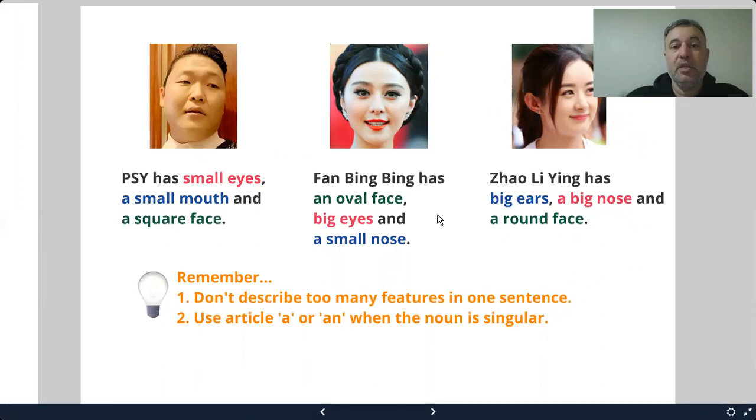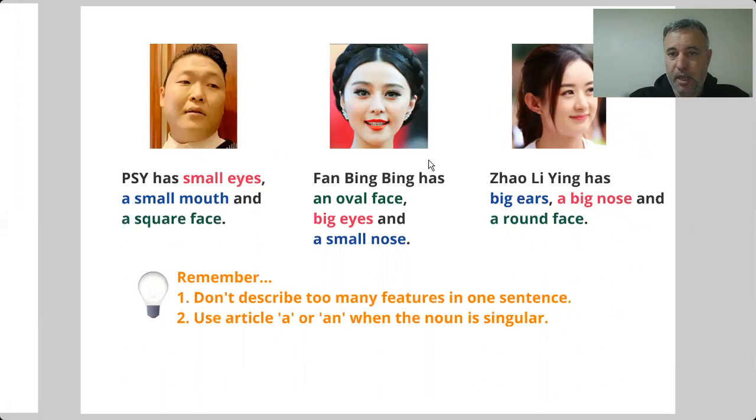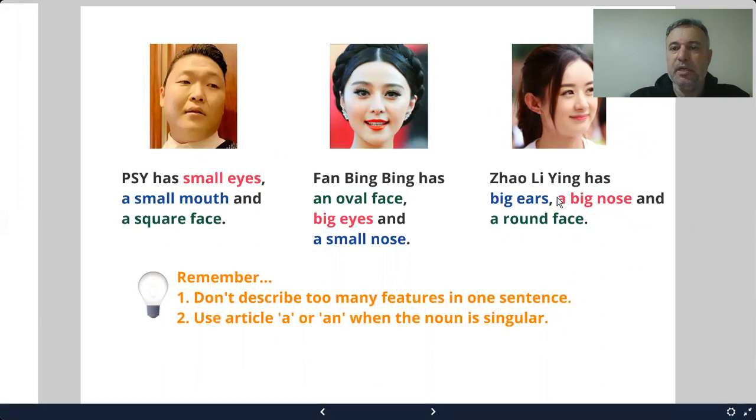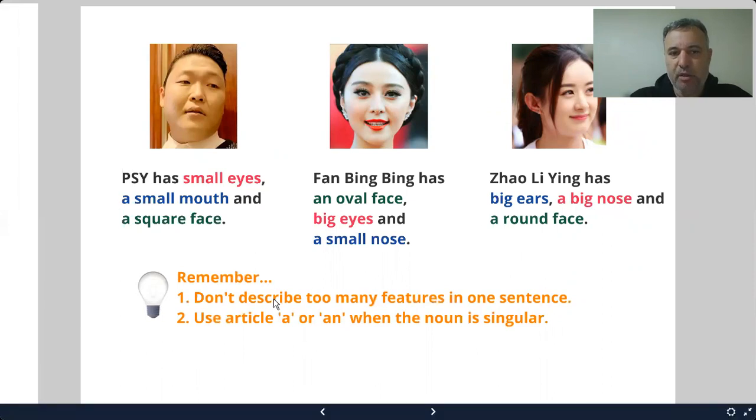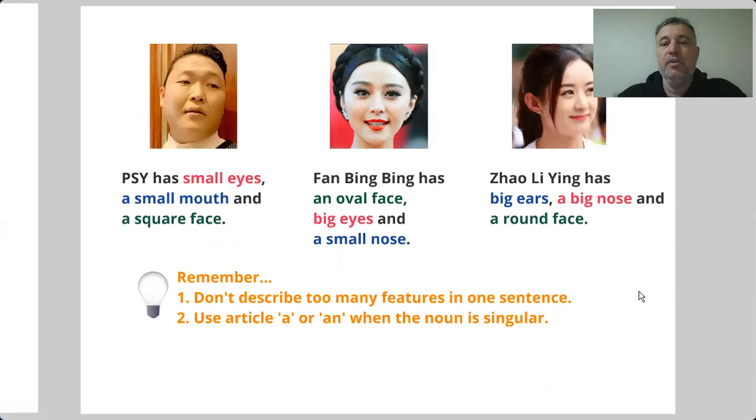Fan Bingbing has an oval face, big eyes, and a small nose. And Zhao Liying has big ears, a big nose, and a round face. Remember, don't describe too many features in one sentence. Use article a or an when the noun is singular. Okay? Square face, oval face, and round face.